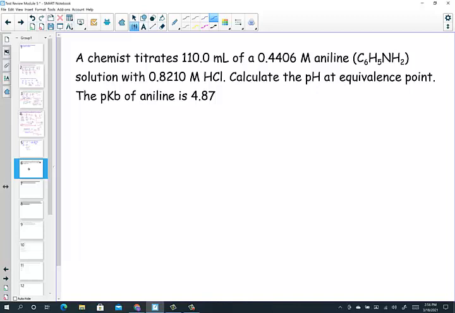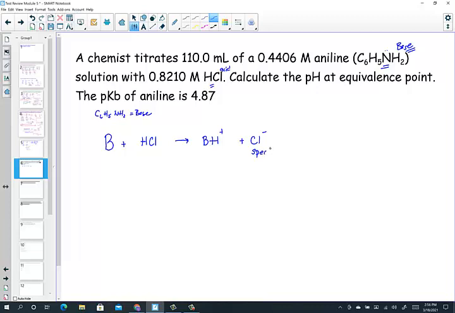A chemist titrates 110 mL of 0.4406 molar aniline. Now notice the nitrogen. This to me says this is an ammonia derivative. I know it's going to be a base, and a base will react with an acid. So I'm going to write aniline as B, just because it's an easier way to keep track. I know the base is C6H5NH2, but instead of writing that all the time for my homework here, I'm just going to write it as B for base. And it's going to react with HCl, forming conjugate pairs, BH+ and Cl-.